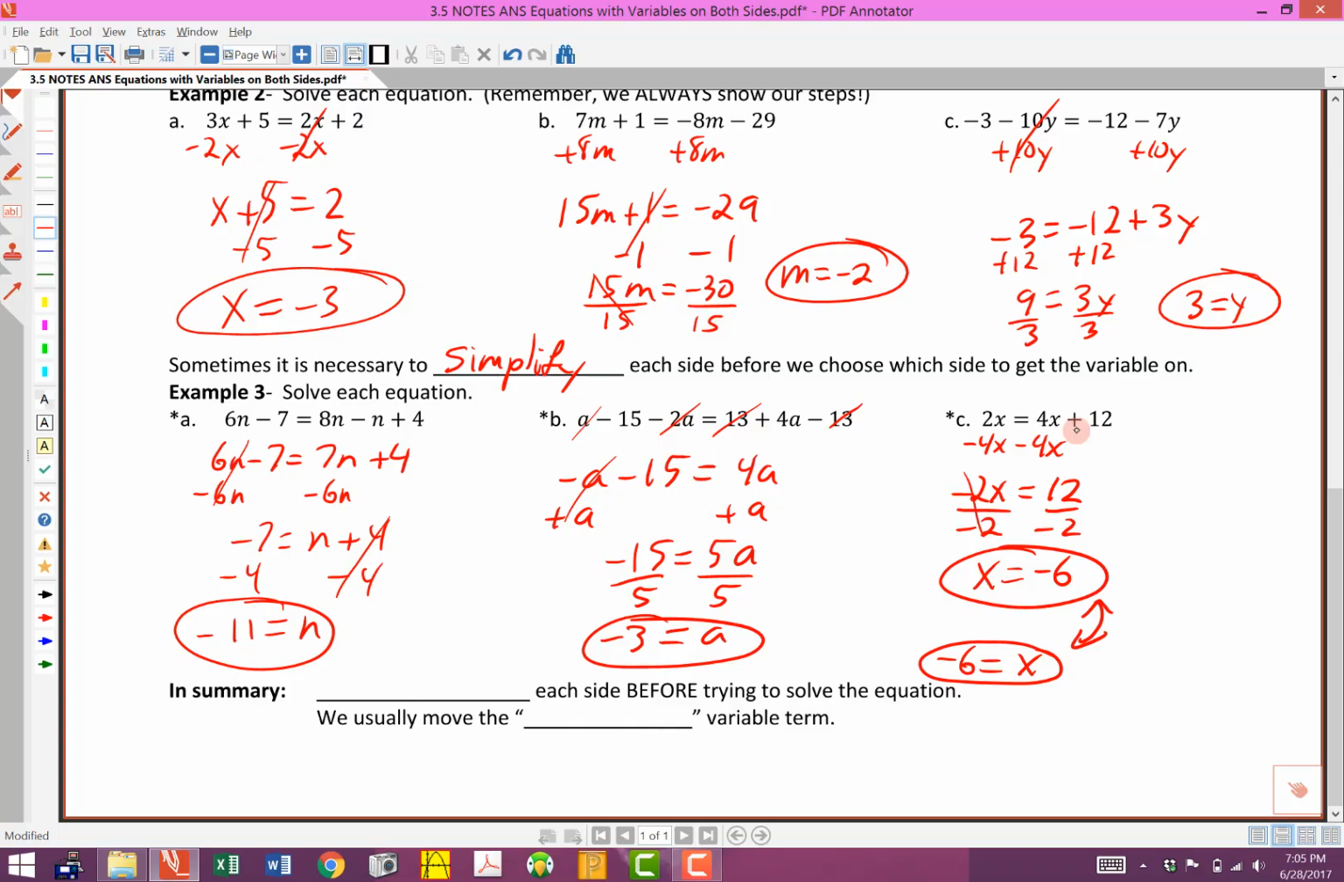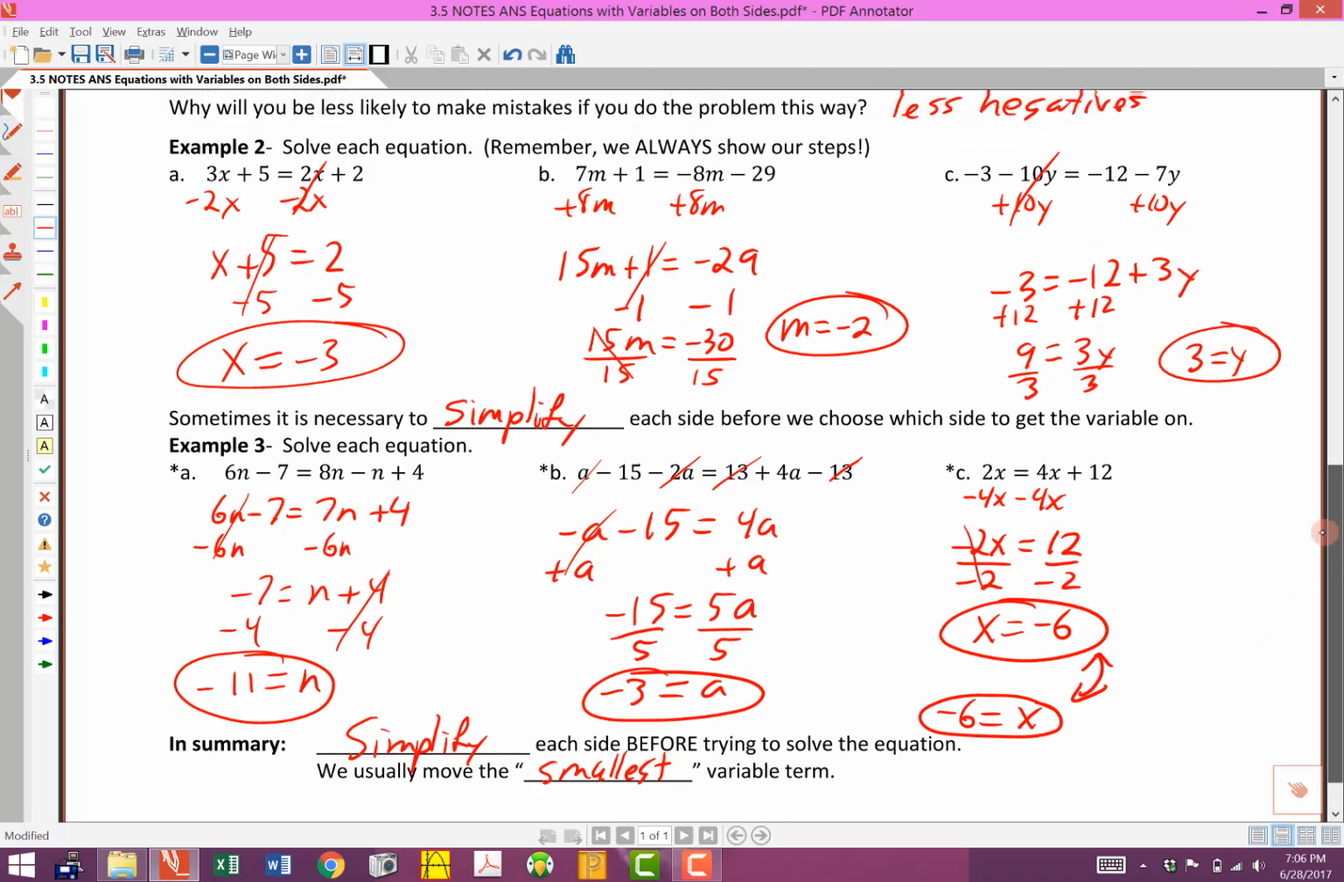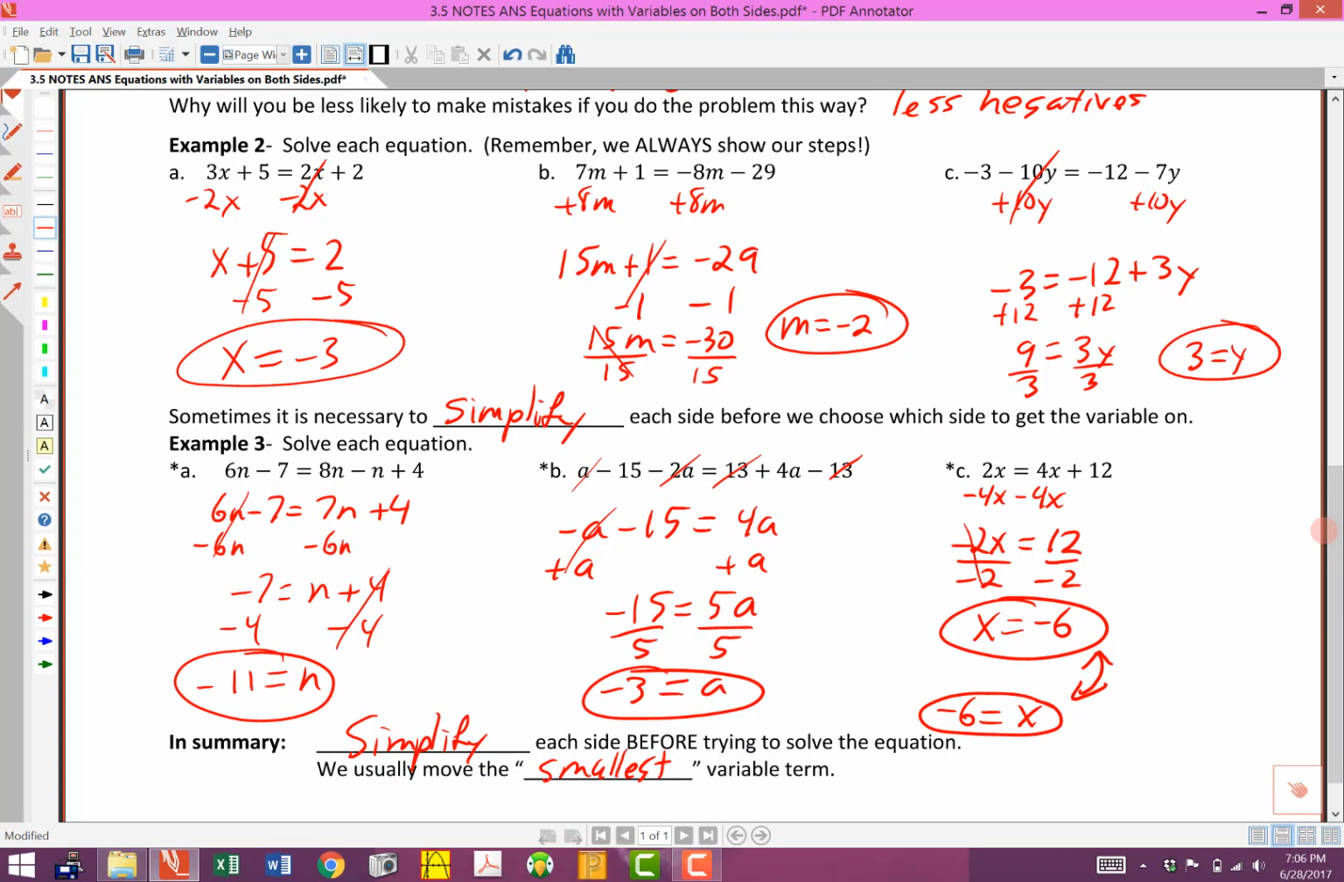So if we summarize what we're doing here, and this really puts all the stuff that we've been talking about together, we usually simplify each side before trying to solve the equation. And we usually move the smallest variable term. And again, that means the most negative. So hopefully that's enough examples. You can get going on this and get the assignment done.